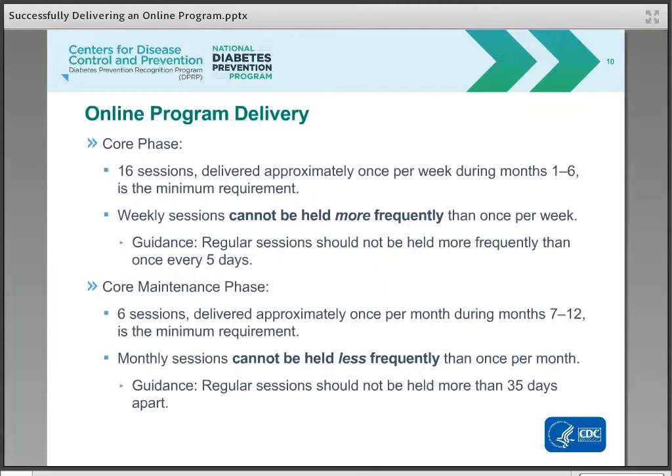Monthly sessions cannot be held less frequently than once a month. CDC will flag core maintenance sessions if they are being offered more than 35 days apart. As an online organization, your participants may be self-paced. You must ensure that sessions are not being completed in such a way that these intensity guidelines are being violated.